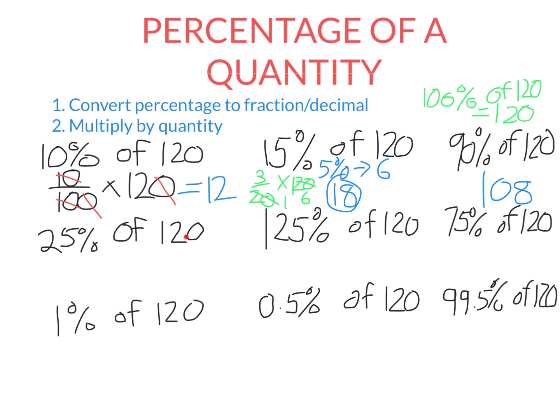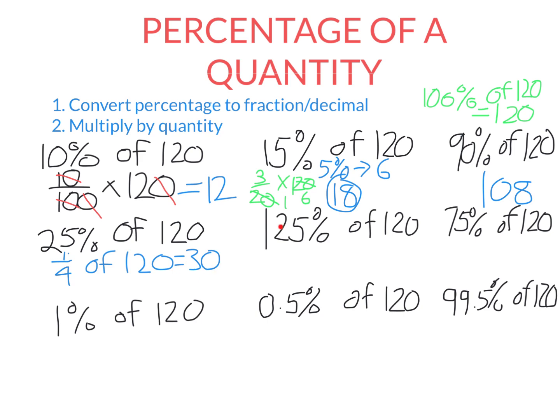So what about 25% of 120? Remember, 25% is 25 over 100 or a quarter. So whenever you see 25%, it means a quarter. So we're finding a quarter of 120, 120 divided by 4. Well, 12 divided by 4 is 3, so 120 divided by 4 is 30. So a quarter of 120, that's what 25% means, is 30.